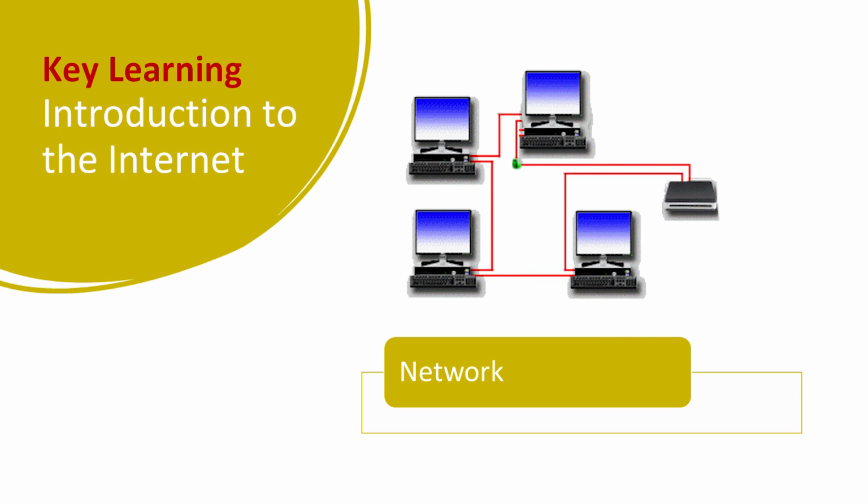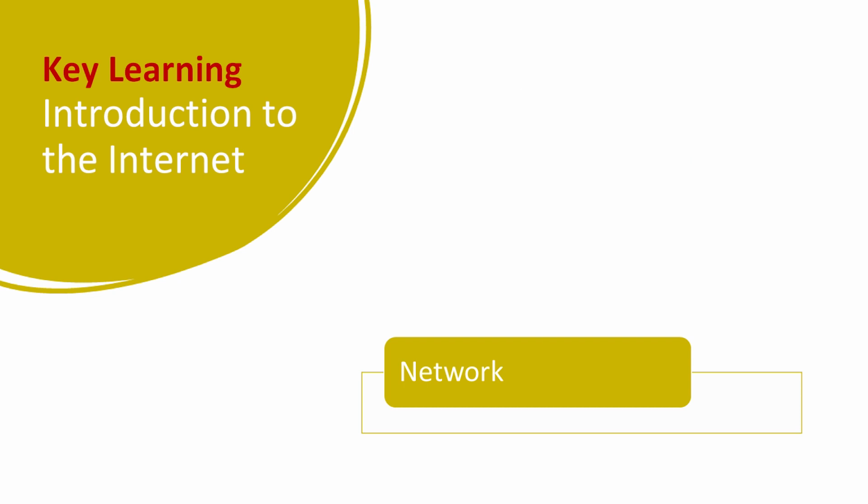Now, a network is a set of computers that are interconnected. These computers share information with each other. So, you can understand that a network is a set of many computers that are interconnected. While they can share information with each other, they can also work independently.